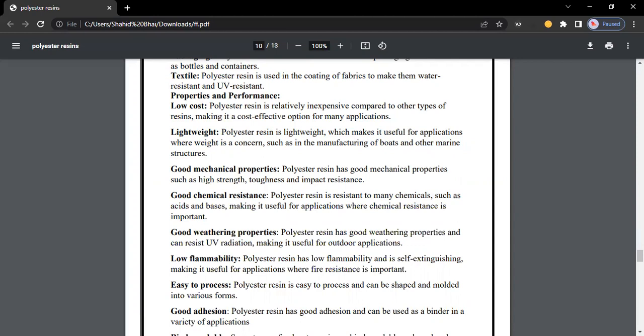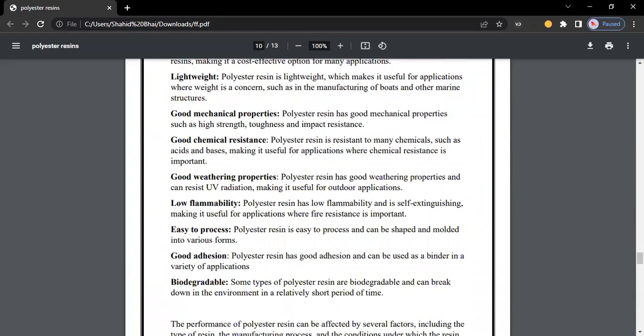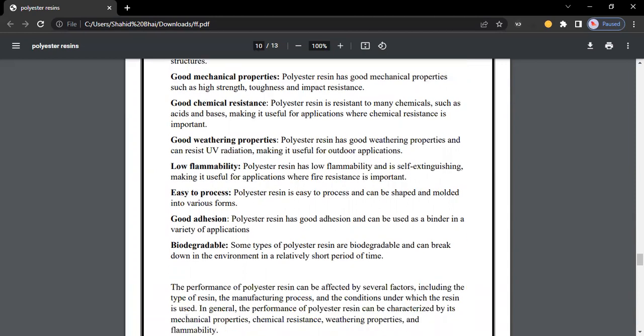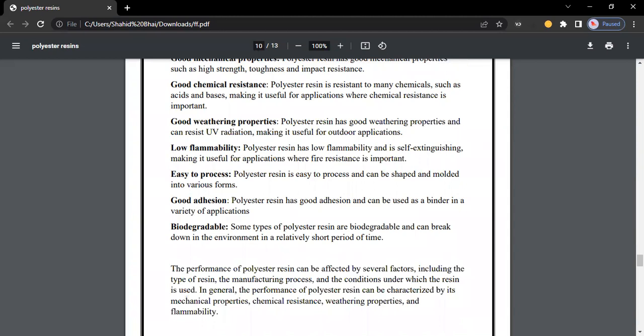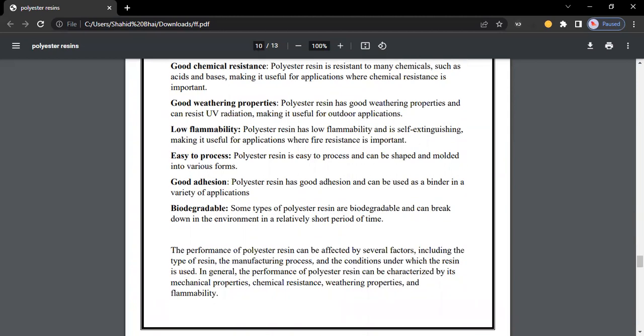Good weathering properties: polyester resin has good weathering properties and can resist UV radiation, making it useful for outdoor applications. Low flammability: the resin has low flammability and is self-extinguishing, making it useful in applications where fire resistance is important. Easy to process: the resin is also beneficial in that it is easy to process and can be shaped and molded into various forms.